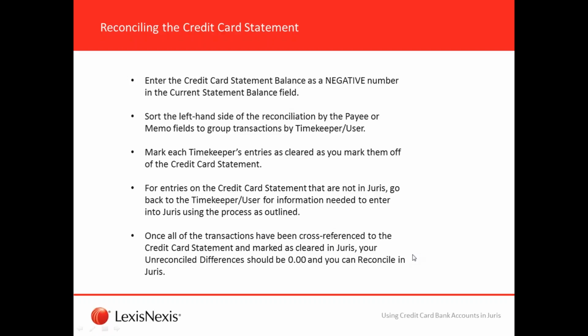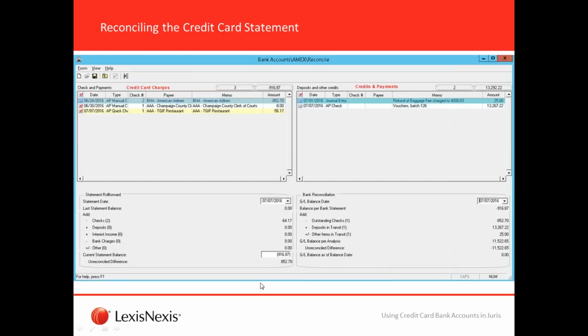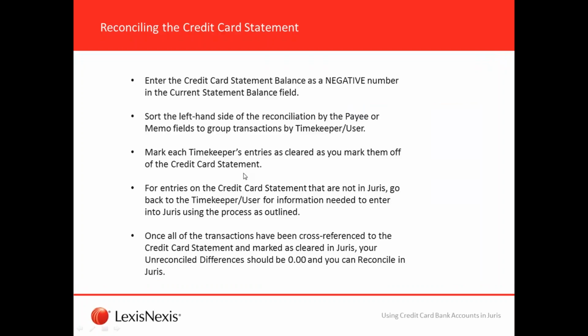Once all the transactions have been cross-referenced to the credit card statement and marked as cleared, your unreconciled difference should be 0. And if it's 0, then you know you've balanced it, and that you've got everything into Juris, and you can reconcile. Your green reconcile button will come alive, and you can reconcile it the same way you do your other bank statements. And you can feel confident that you got everything in there and your financial statements are accurate.